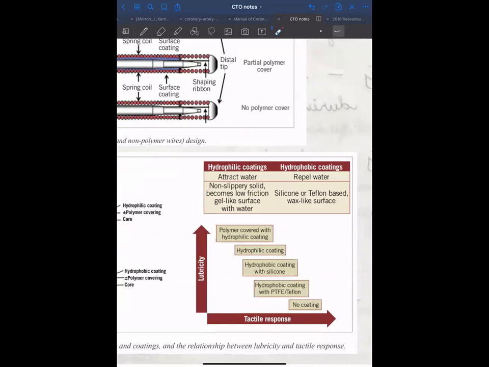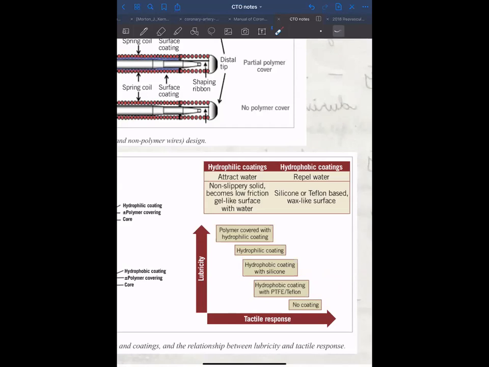So if you have a polymer covered with a hydrophilic coating, then it has a very less tactile response because it will be very slippery and it would not exactly give us the tip, the finger feeling of the tactile response would not be accurate, as one can understand. So then exclude the polymer coating and have only the hydrophilic coating. Then you have a little more of a tactile response with decrease in lubricity. Now, if you have a hydrophobic coating without a hydrophilic coating, you have more tactile response. Hydrophobic coating with Teflon has even more, and a non-coated wire has the most tactile response, but as one can understand, it is least trackable.